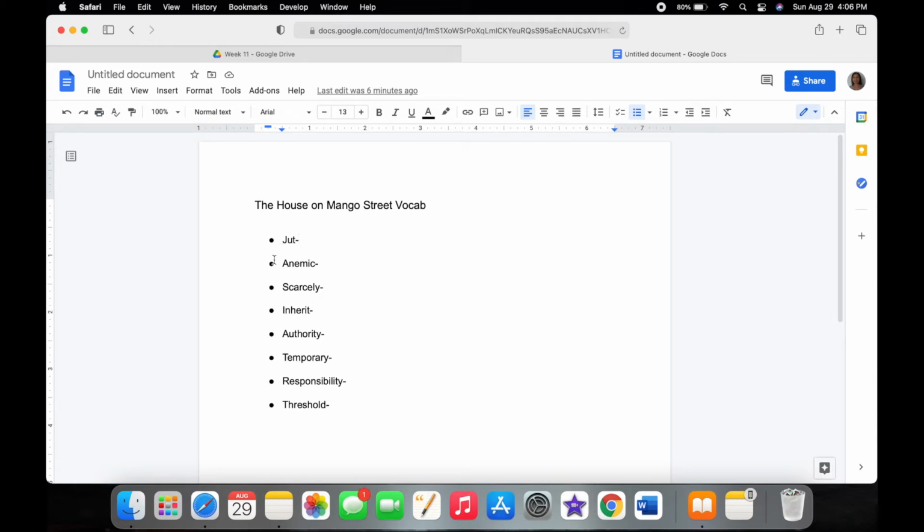So we have jet, anemic, scarcely, inherit, authority, temporary, responsibility, and threshold. Because I already kind of am a walking dictionary, as you guys know, jet might be a way to walk. Anemic is either the identity of an eating disorder, or it can also be used as an adjective, not with the connotation of the eating disorder, but rather it just means someone who looks a little bit sickly.